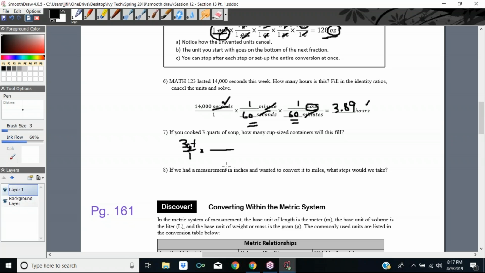Quarts, it says here 1 quart is 2 pints. So now we have quarts are gone, but now we have to get rid of pints. So 1 pint is 2 cups. Now we have cups as our final unit. Pints cancel out. So we have 3 times 2 times 2, which is 12. So we would say 12 cup-sized containers.